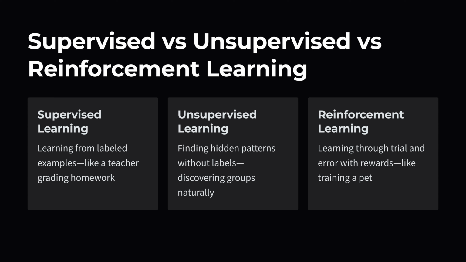The model looks for natural patterns on its own. Reinforcement learning is learning by doing. The agent tries actions, receives rewards, and improves through experience. A strong interview answer is: supervised uses labels. Unsupervised finds structure. Reinforcement learning learns behavior through trial and error.